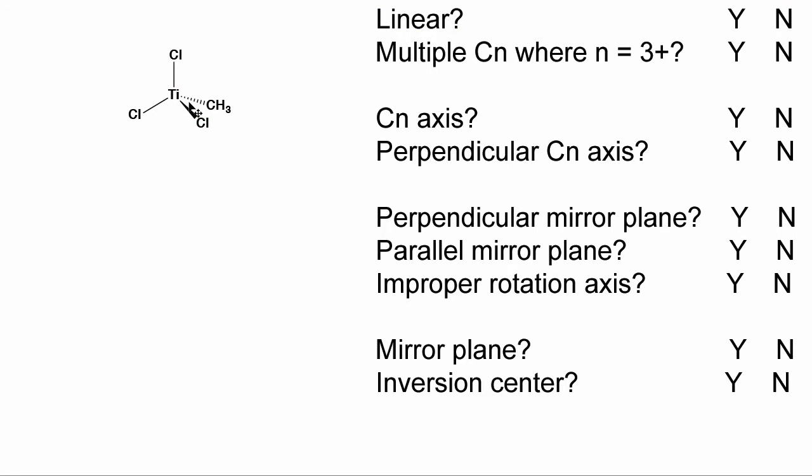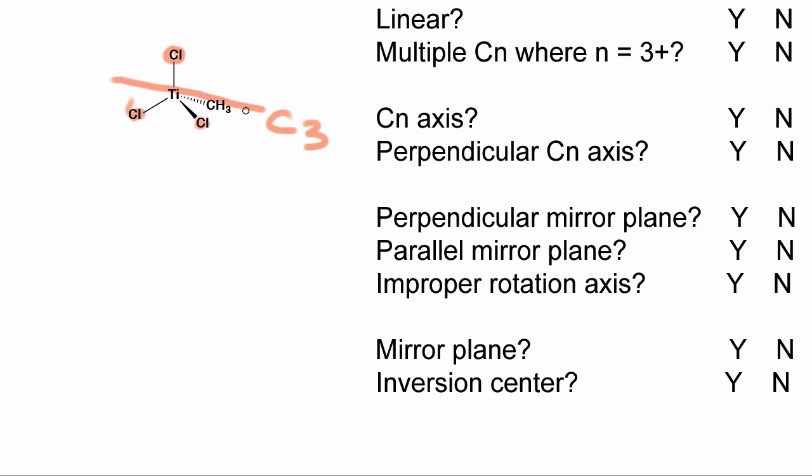So the first molecule we'll look at is this trichloro methyl titanium complex. The first thing we can see is that it has a tetrahedral geometry, but it's not going to be in the tetrahedral point group because we don't have equivalent ligands at all four corners. We can see that we have 3 chlorides and 1 methyl group. And so these 3 chlorides are all going to be symmetrically equivalent by a C3 axis that goes through the titanium methyl bond.